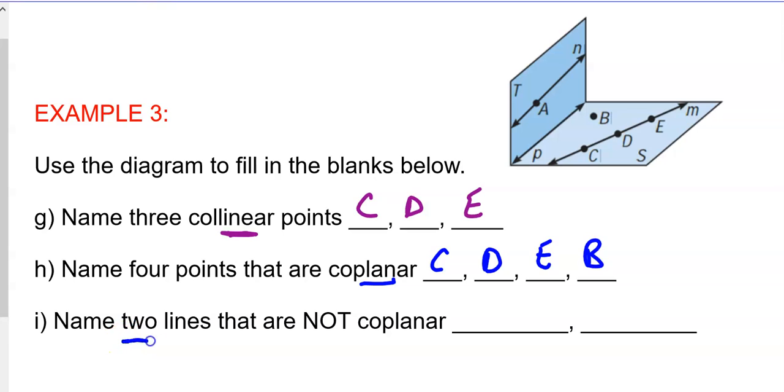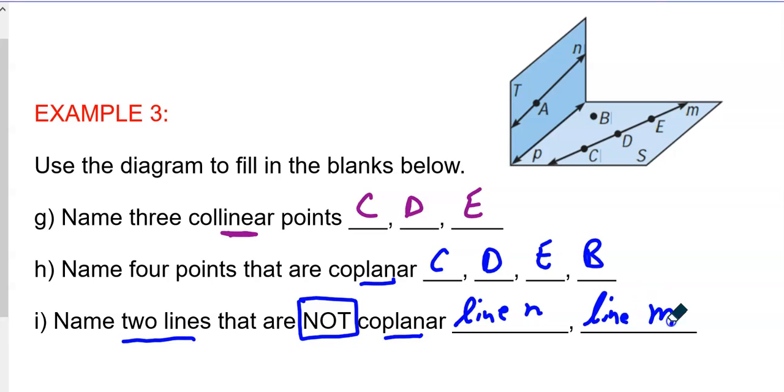Now we want to name 2 lines that are not coplanar. So they can't be on the same plane. So line M and line N, not on the same plane. These 2 are though, line N and line P, that's on the same plane, so I cannot do those. I have to do the M and N. So line N and line M.